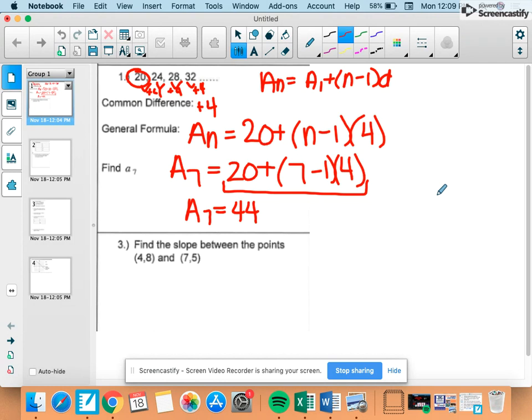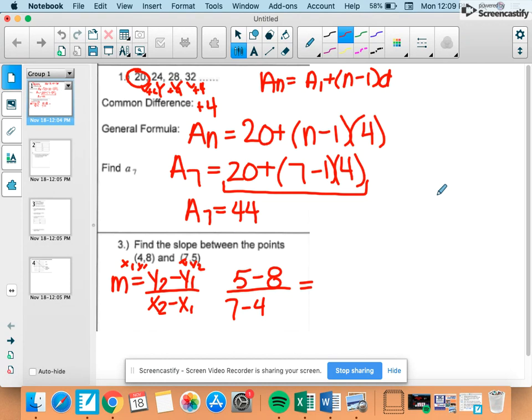So going on to number 3, it wants us to find the slopes. Remember, the slope formula is y2 minus y1 over x2 minus x1. So we have x1 and y1, x2 and y2. So we're going to do 5 minus 8 over 7 minus 4, and that's going to equal negative 3 over a positive 3. So if we simplify that down, that is 1.